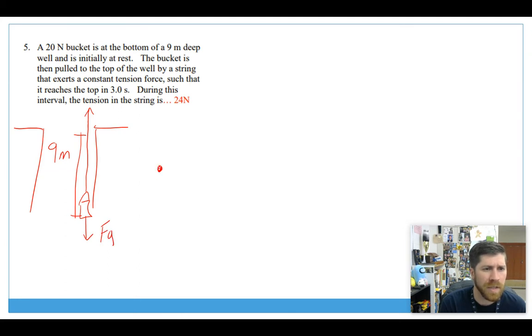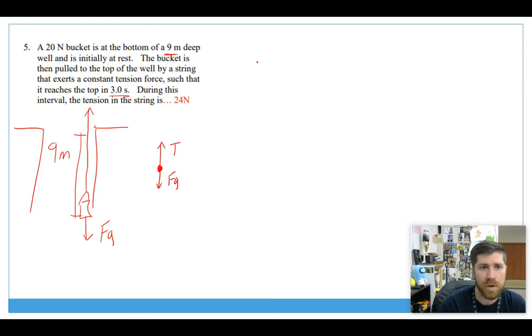I know you guys haven't really done much with free body diagrams, but it would look something like this. You'd have your tension up and Fg going down, that's the weight due to gravity. And tension has to be greater, otherwise it wouldn't be accelerating out of the well. To figure this out, they give you a time and a distance, so that should clue you in that you have to do kinematics.